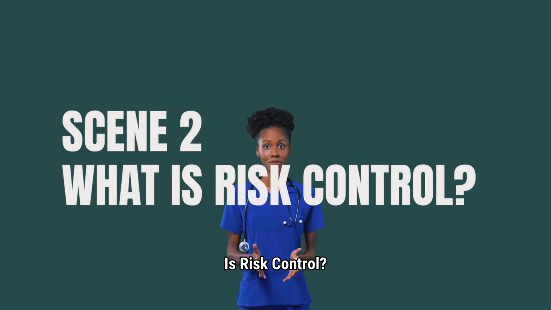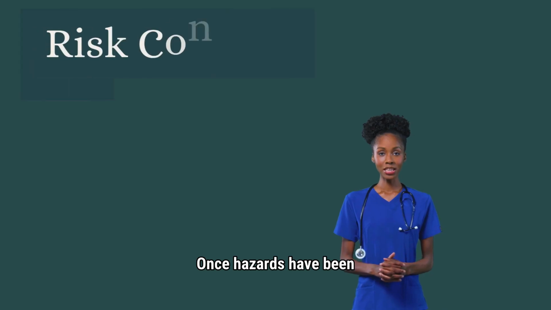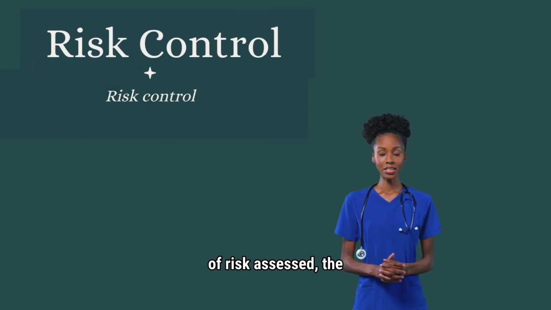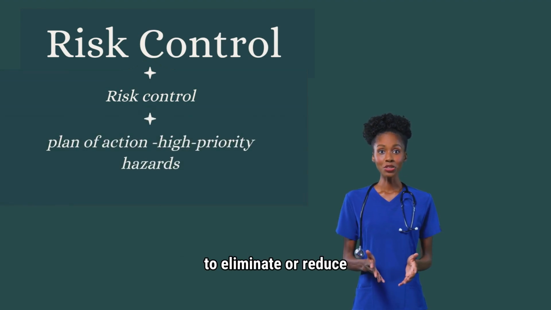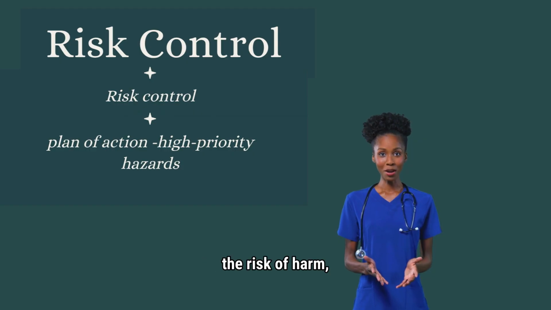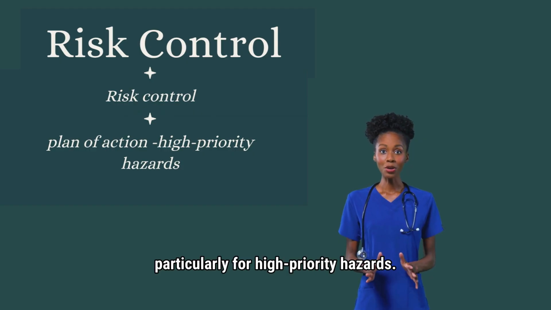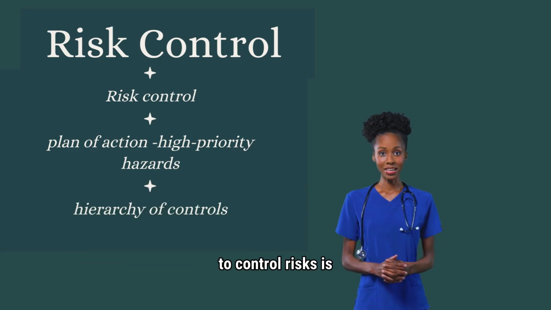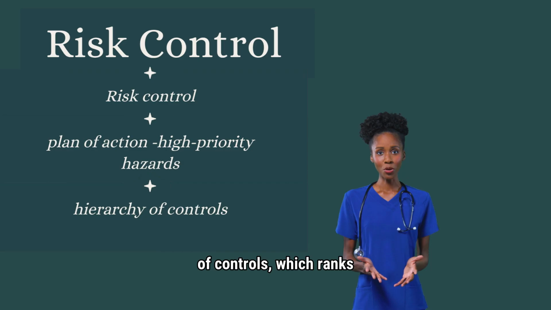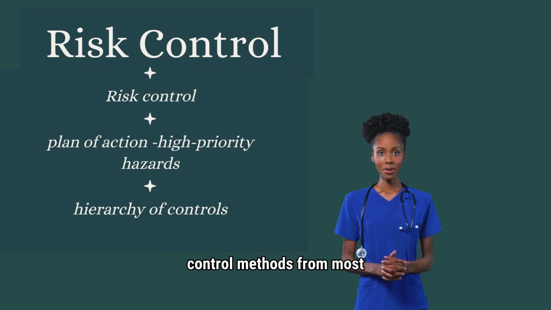Scene 2, What is risk control? Once hazards have been identified and their level of risk assessed, the next step is risk control. Risk control involves creating a plan of action to eliminate or reduce the risk of harm, particularly for high-priority hazards. The most effective way to control risks is by using the hierarchy of controls, which ranks control methods from most effective to least effective.